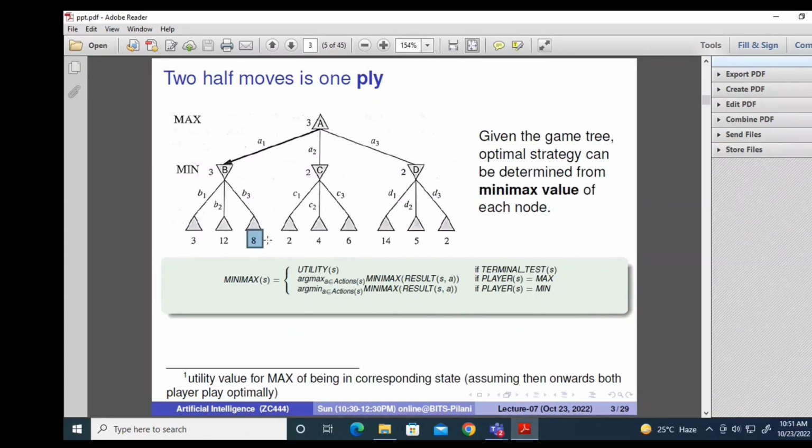So can you tell me what action min would take? B1, B2, B3. Which action is he going to take?